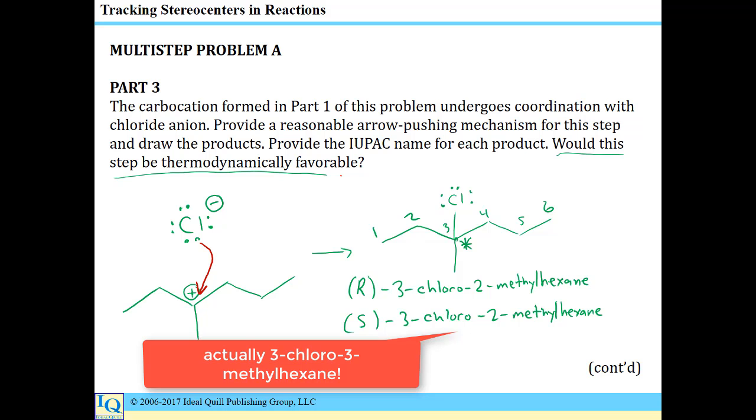The last part of the question on this page is asking us, would this step be thermodynamically favorable? Well, in this case, we've gone from ionic starting materials to a neutral product. We would expect this to be thermodynamically favorable because the products are more stable than the reactants.